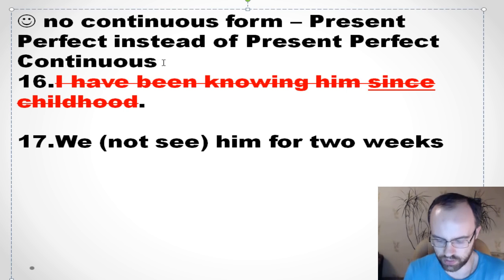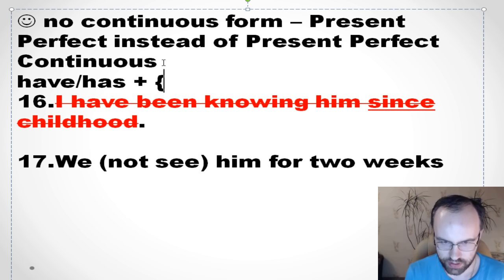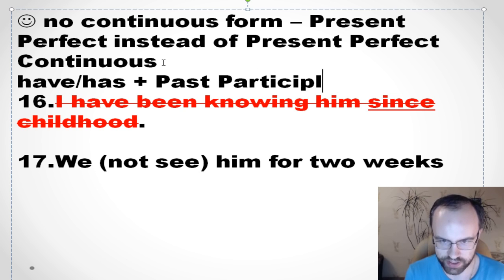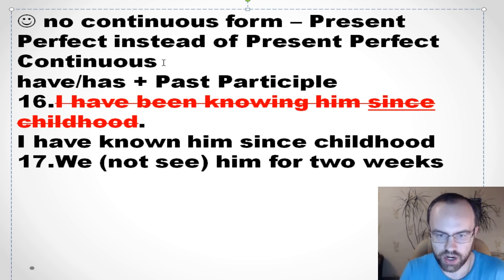So what is present perfect? I hope you remember. Have or has plus what? Plus past participle, my friends. So you need to say: I have known him since childhood.